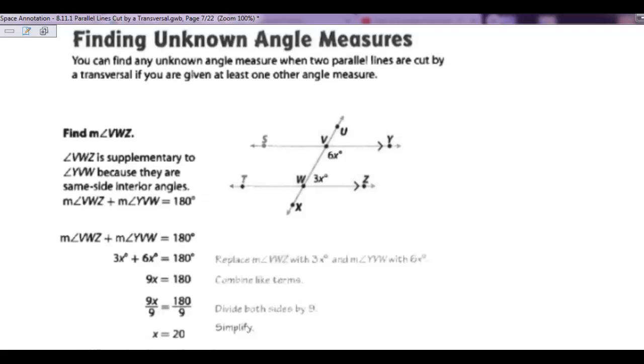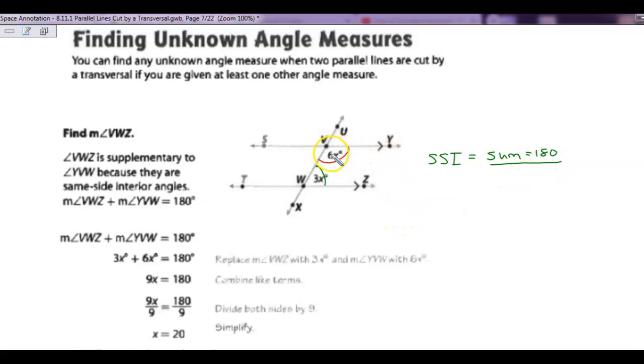Okay, and so when we take a look at these two parallel lines, Z and Y, we see that we have this transversal here, and then I see that I have a 6x, and then I have a 3x. And I'm not going to use the same color because they are not congruent. They are same side interior. And we remember that for same side interior, the sum of the two angles equals 180 degrees. Okay?